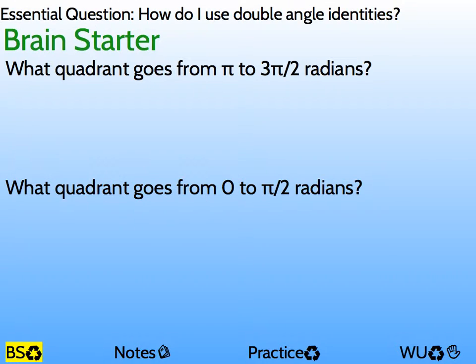This is asking you which quadrant goes between pi and 3 pi over 2 radians and 0 to pi over 2 radians. Pause your video now so you can figure that out.